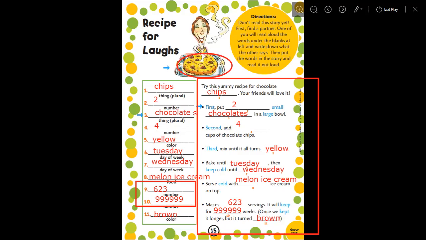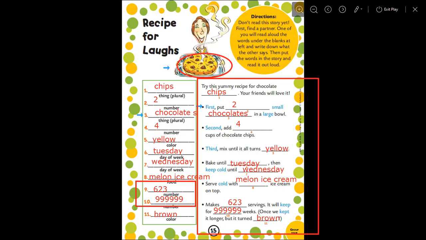Okay, you can read now. Start. Okay, can you start reading? Chocolate chip yummy recipe. Your cat will love it. First, put two more chocolates in a large bowl. Second, add 4 cups of chocolate chips. Third, mix. You need to turn it together. You need to decide when it's cold. You need it when next day. Serve cold with ice cream on top.